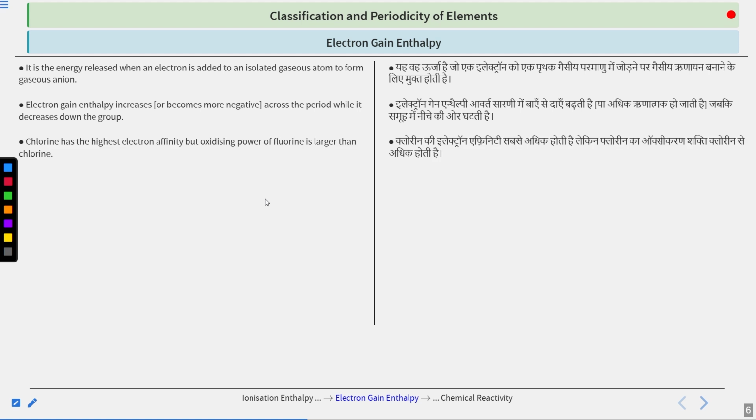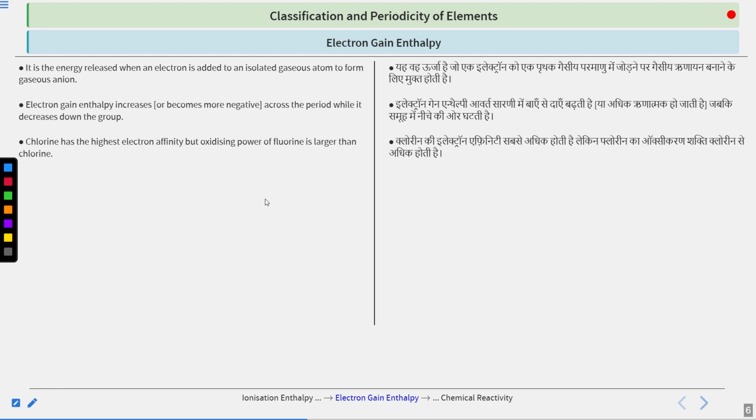Now, chlorine has the highest electron gain affinity. Why does it have the highest gain affinity? Two reasons are there for that. The first reason is that after attaining an electron, it gains a noble gas configuration. Second, its small size compared to other halogens.